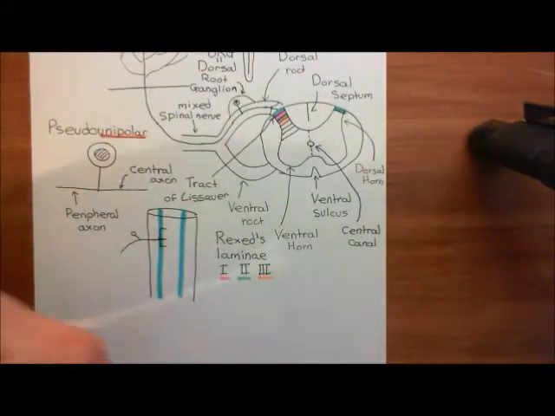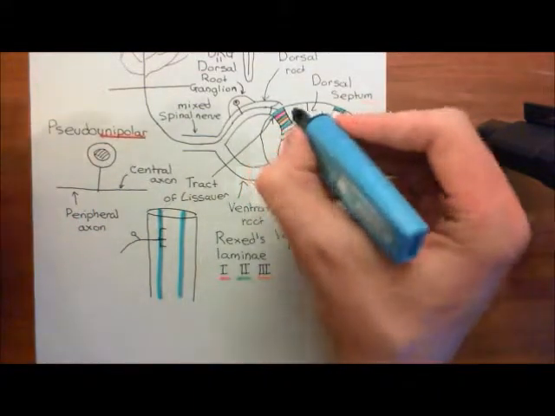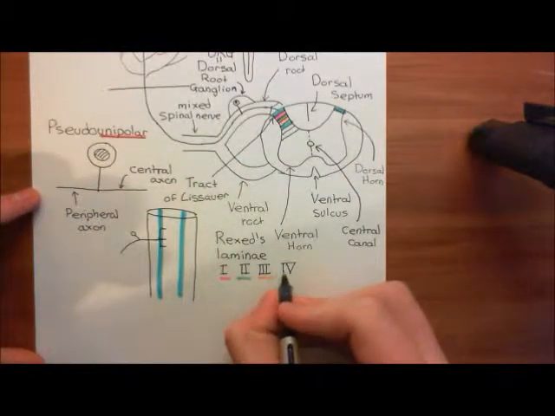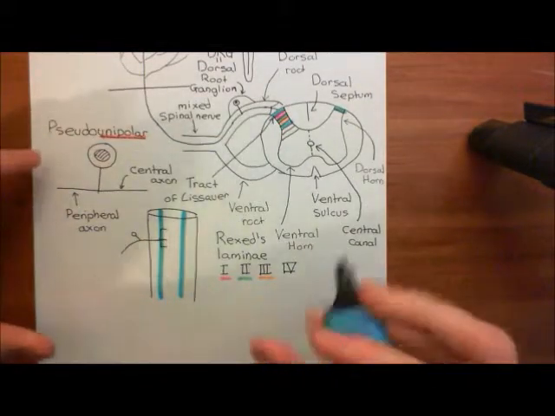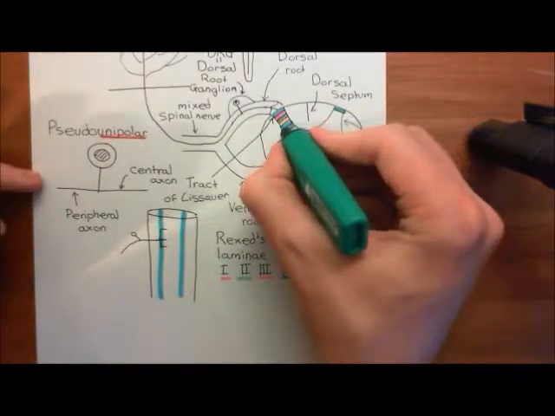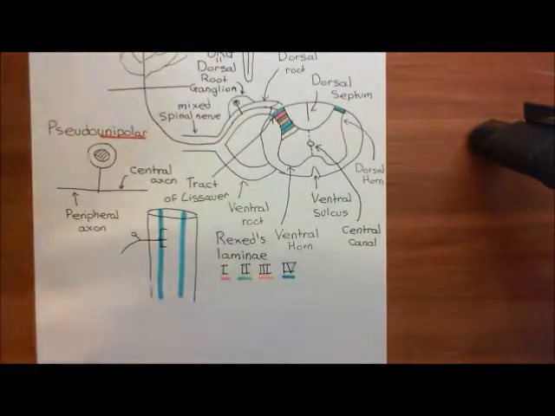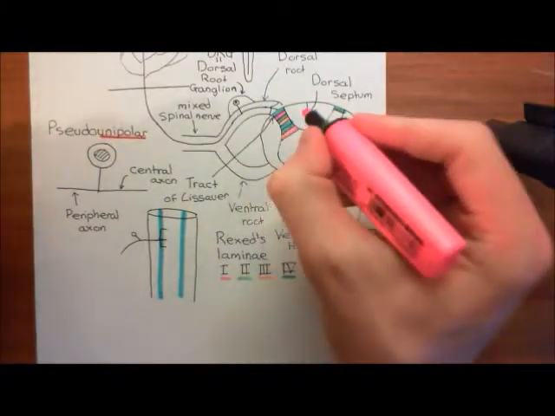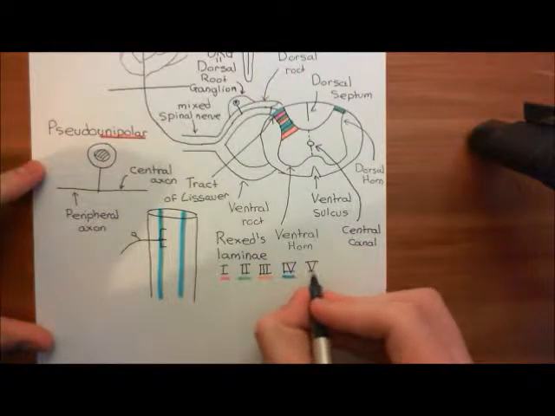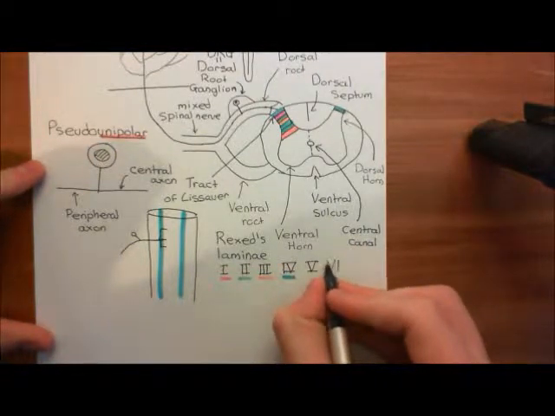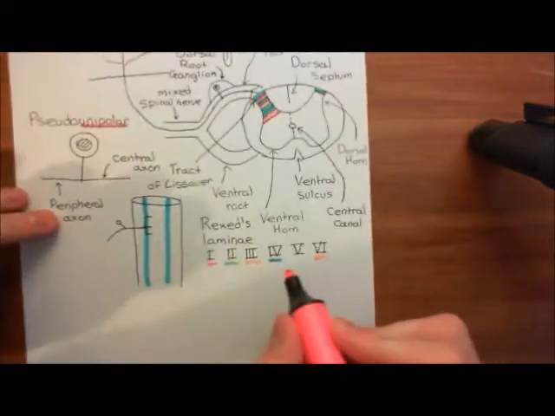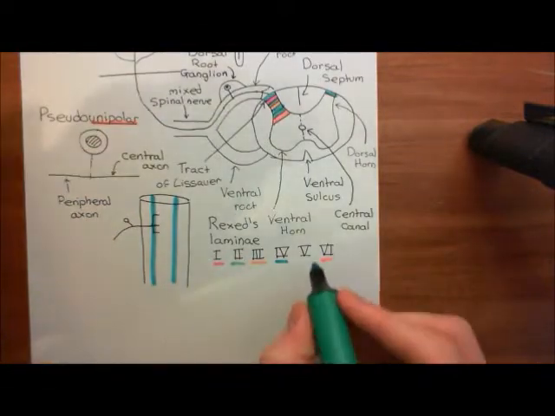Then we've got Rexed laminae 4, which I think I'll do in blue. So don't confuse that with the tract of Lissauer. Okay, so that's Rexed laminae 4. Then after Rexed laminae 4, you have Rexed laminae 5, which I'll do in turquoise, and then Rexed laminae 6, which I'll do in red. Okay, so they're in red. So let's just complete those ones up with the labelling. So Rexed laminae 5, and then finally Rexed laminae 6. Okay, so 6 was in red, oops, and Rexed laminae 5 was in turquoise.